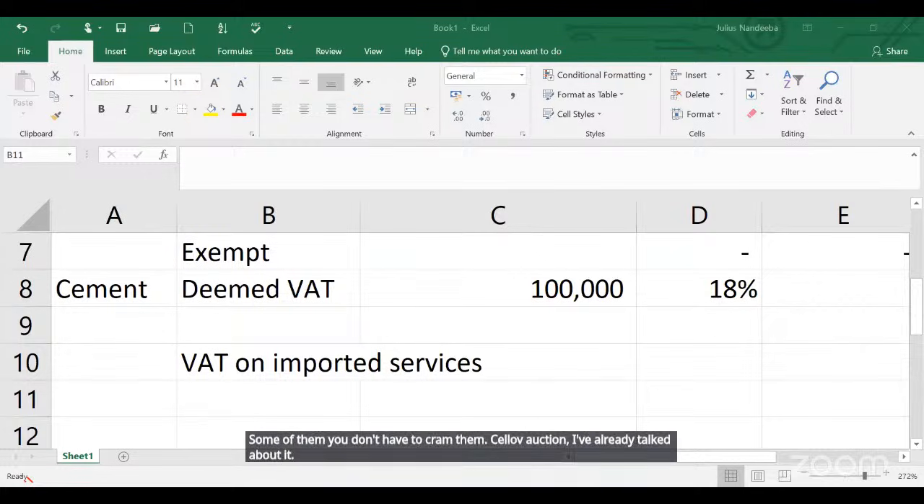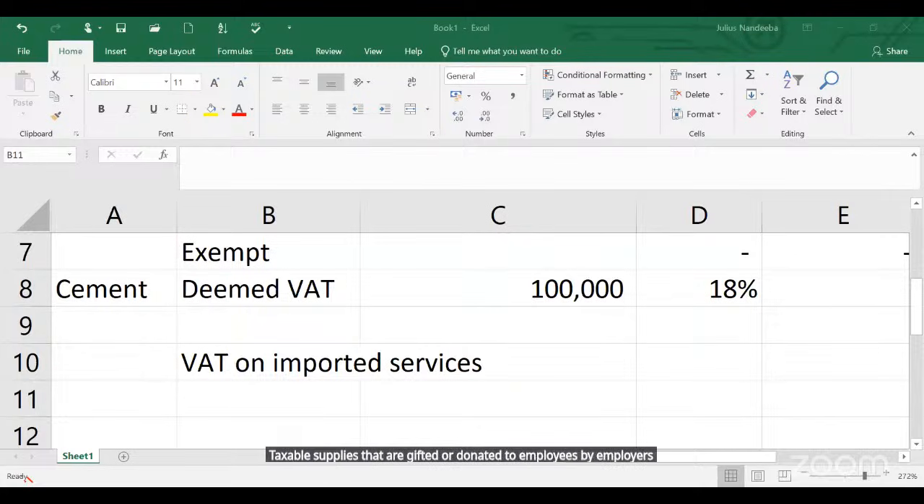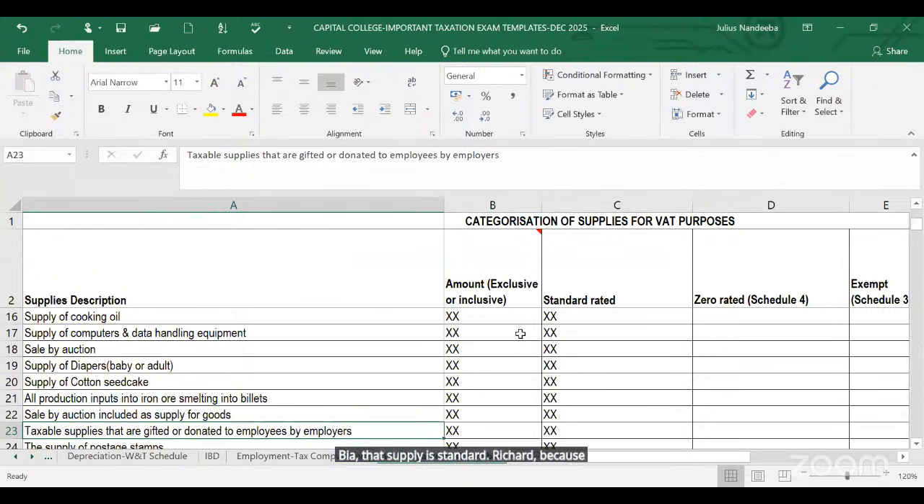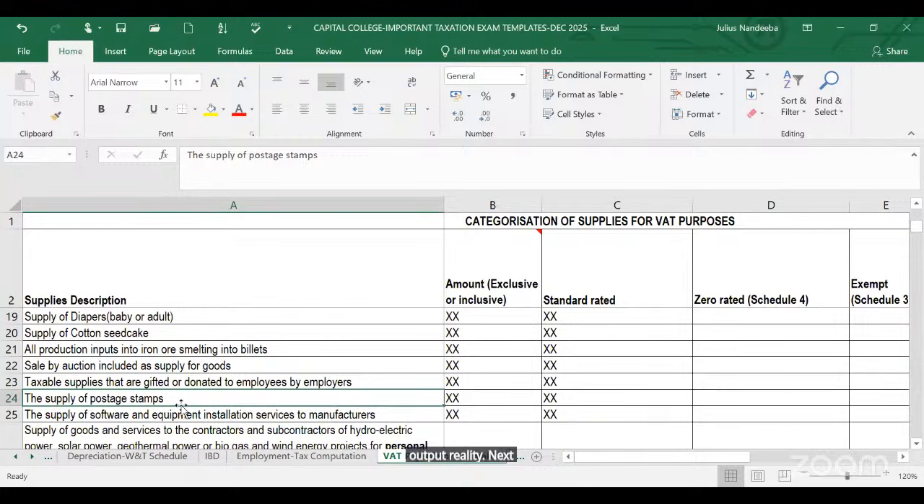Taxable supplies that are gifted or donated to employees by employers. This is very common. Again, you are Nairo breweries. Beer is standard rated. On a Friday, each staff is given a crate of beer, and it happens. On a weekend, you give your staff a crate of beer. That supply is standard rated because you're giving away what is taxable, and therefore you must go ahead and calculate output VAT. Next, that is common, postage stamps.